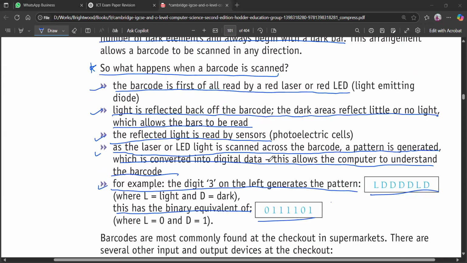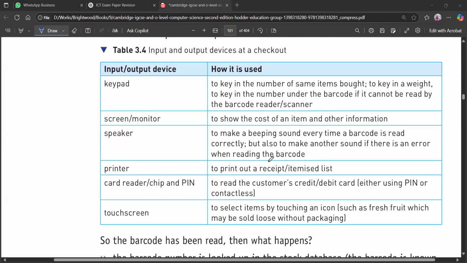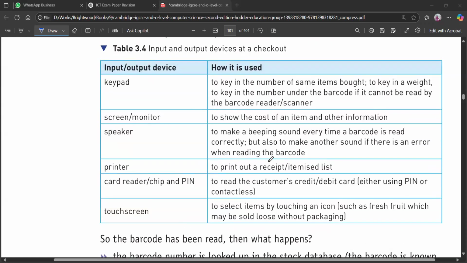Okay, you can write about that barcode like that. And here you can see they have a table showing how input and output devices work. With the keypad, you key in the number of the item or the weight, and you key in the number under the barcode if it cannot be read by the barcode reader or scanner. And the screen or monitor shows the cost of the item and other information.